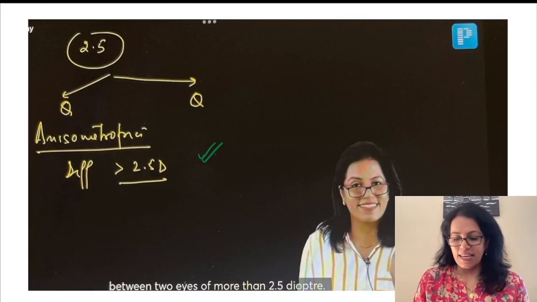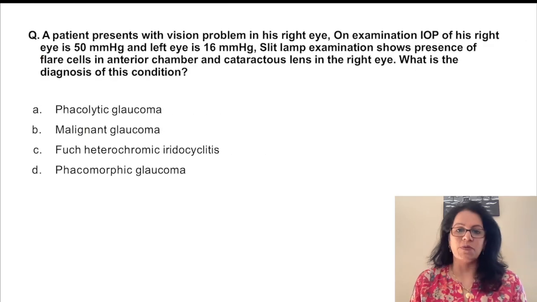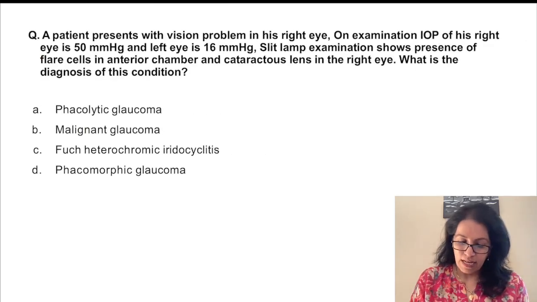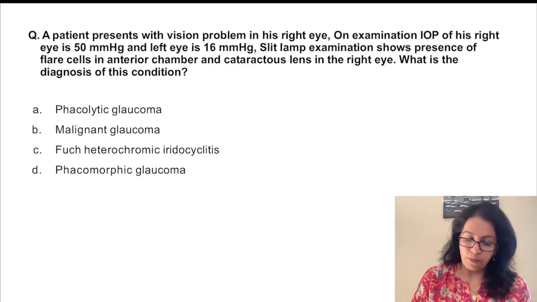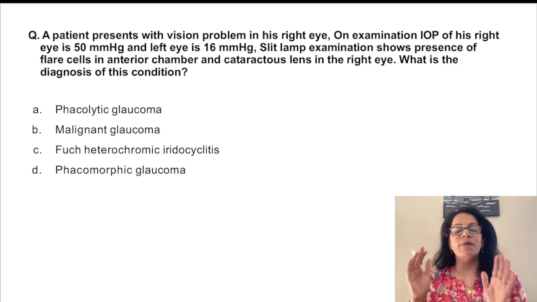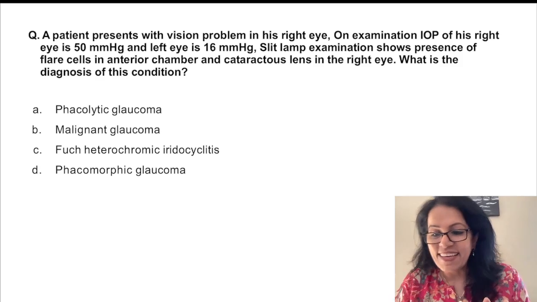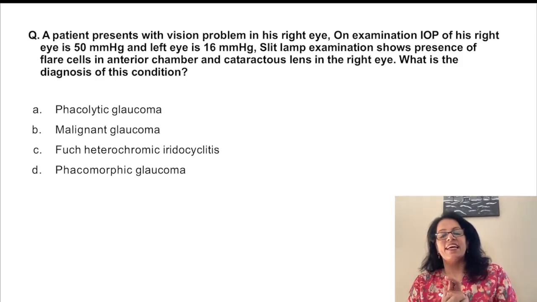Yes, right? Come to the next one. A patient is presenting with vision problem in his right eye. On examination, IOP of his right eye is 50 millimeters of mercury, left eye 16. Slit lamp examination shows presence of flare in the anterior chamber and cataractous lens in the right eye. What is the diagnosis?